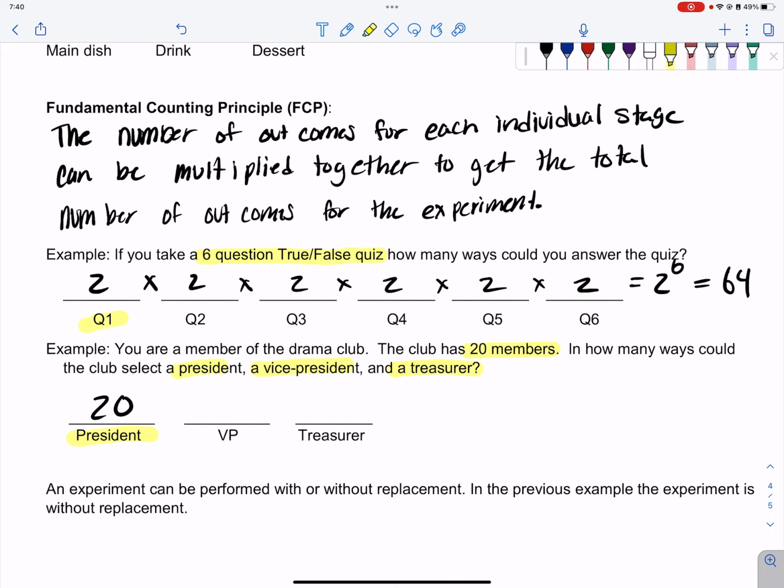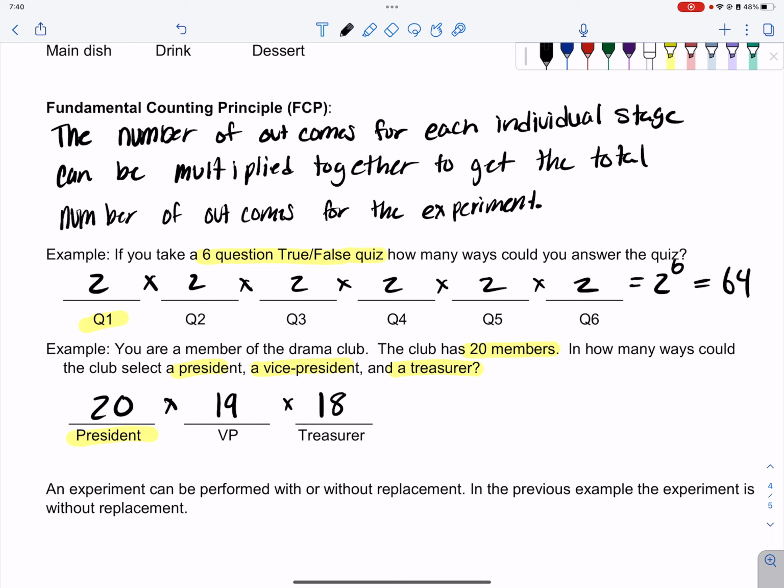So, what we need to take into consideration here is now someone out of those 20 would have been chosen to be president. So now when they are going to pick the vice president, whoever that one person was, it's no longer an option. So in our second stage, the vice president, we have one less person to choose from. So we're down to 19. And now we're going to suppose they picked someone for that vice president. Whoever it was isn't an option anymore. So the treasurer only has 18 people to choose from.